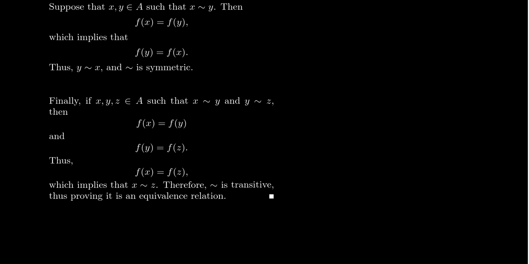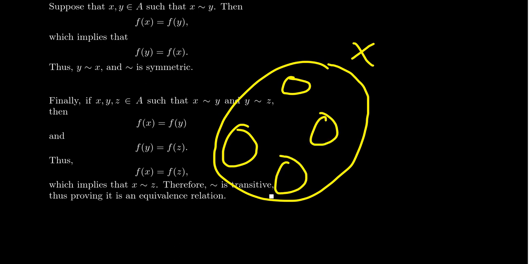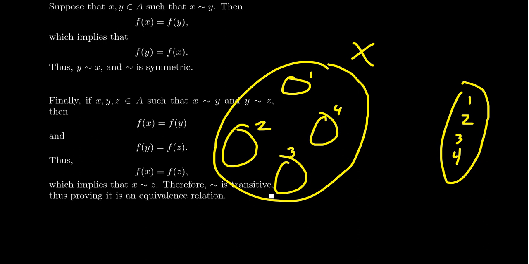Because if you have a partition of a set, so here's some set X, and you have a partition. So you have one cell here, one cell here, one cell here, one cell here. What we can do is we can label each of the cells. So here's the first one, here's the second one, here's the third one, here's the fourth one. And then we can define a function relation to the set over here, 1, 2, 3, 4, and then keep on going depending on how many labels you have.